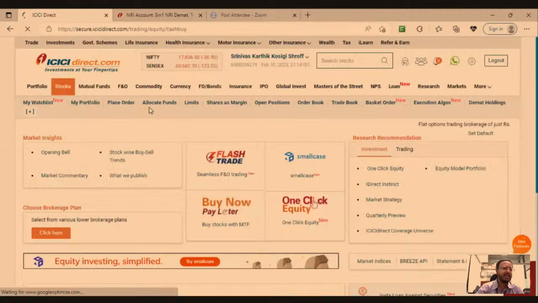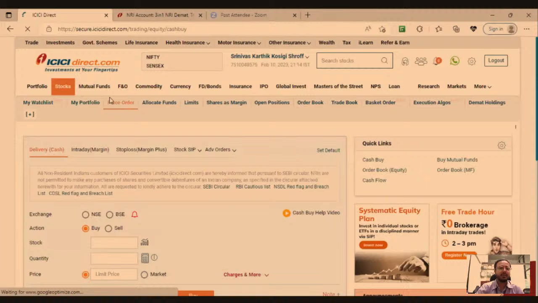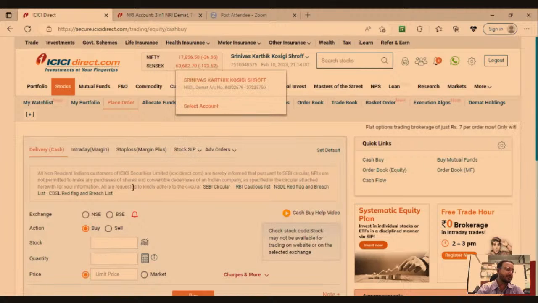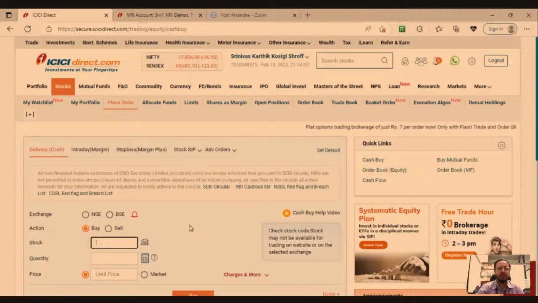So in order to buy an ETF, you will actually have to select the non-PINS account, right? And then you will have to place an order in the ETF, just the same way I showed you on how to place an order in stocks. It's the same process.